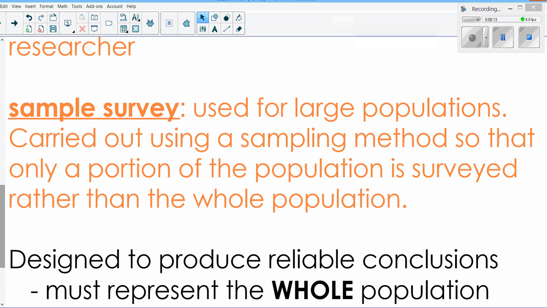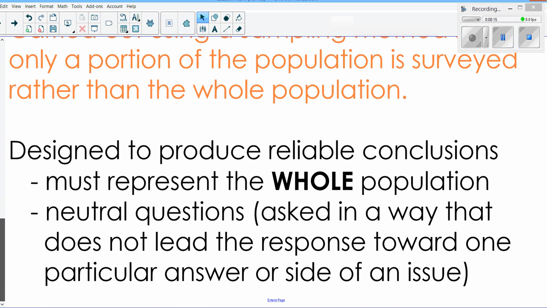Okay, but then the next part comes into play, because if we're going to give it only to a sample of students, we want it to be reliable. So we want it to be designed to produce reliable conclusions. And in order to be reliable, it must represent the whole population.